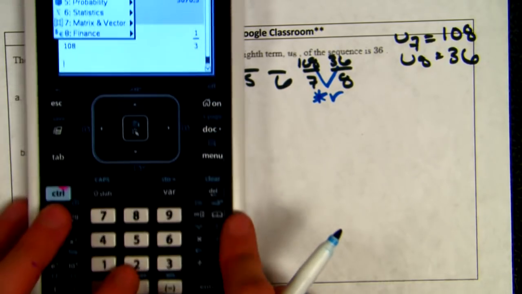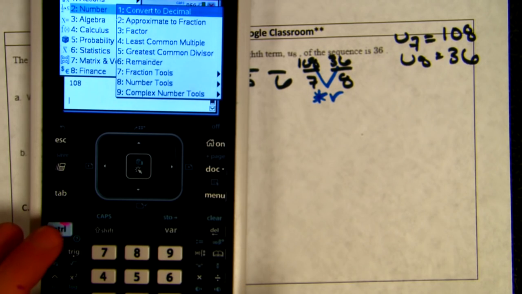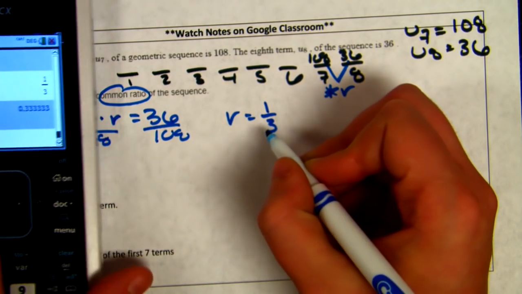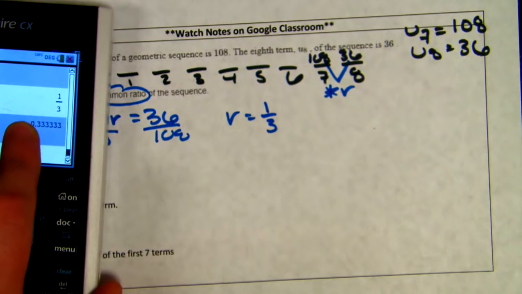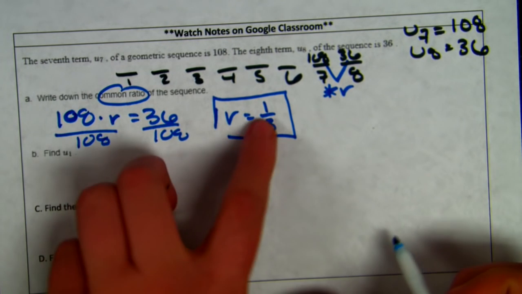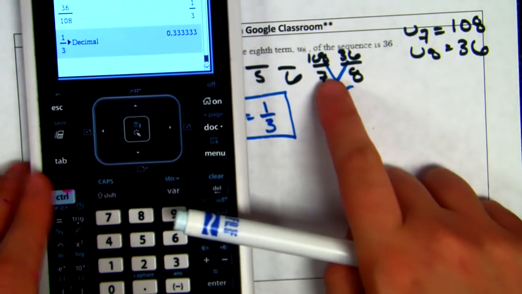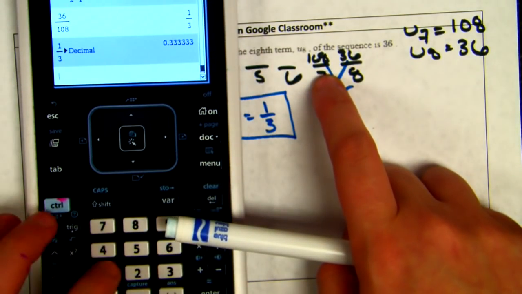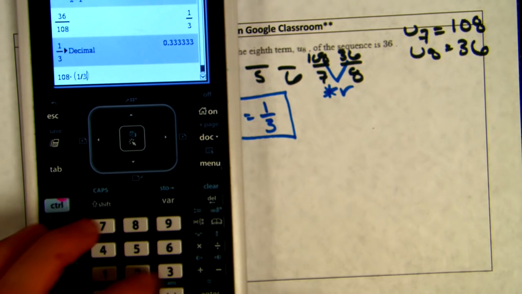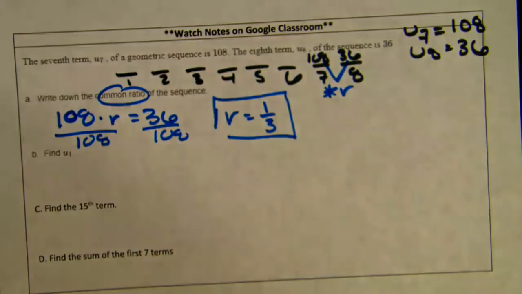I'm going to turn that into a decimal. So go to menu, to number, 1, convert to decimal. R equals 1/3 or 0.333. I'm going to keep it as a fraction just because I like fractions better, but you do not have to. So r is equal to 1/3, which is good. How can I double check that again? Well, if I start at 108 and I take 108 times 1/3, that gives me 36, so I just double checked my answer.